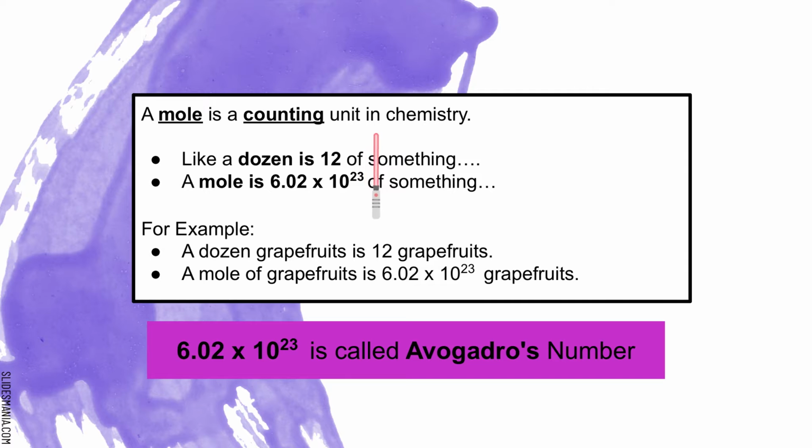A mole is a counting unit in chemistry. So like a dozen is 12 of something, a mole is 6.02 times 10 to the 23rd of something. For example, a dozen grapefruits is 12 grapefruits. A mole of grapefruits is 6.02 times 10 to the 23rd grapefruits. This number, 6.02 times 10 to the 23rd, is called Avogadro's number.